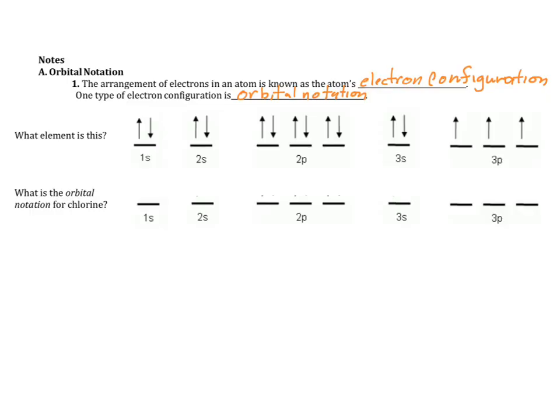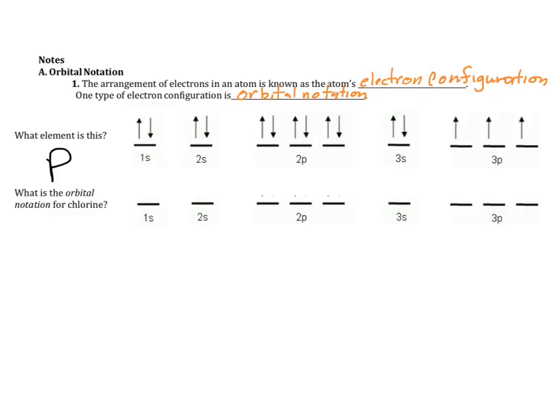And so let's talk about what element is represented here. Well, remember how I said each arrow represents an electron? All you need to do is figure out how many electrons there are. And if you count all these arrows here, you'll see that there are 15 arrows, which means there are 15 electrons. And so this element happens to be phosphorus. Now, each of those arrows represents an electron and tells you where that electron is located.